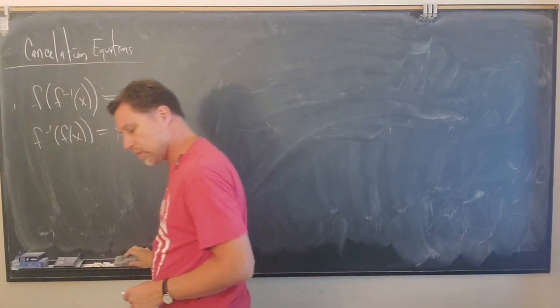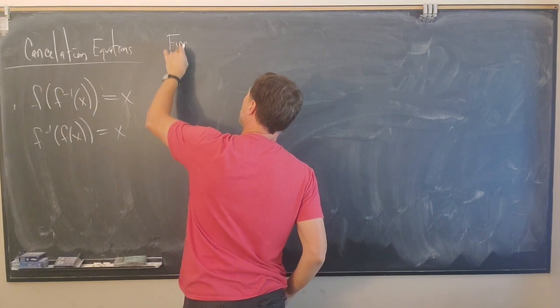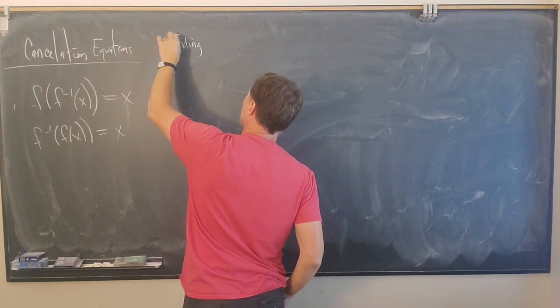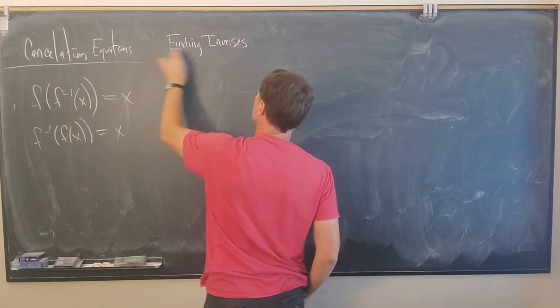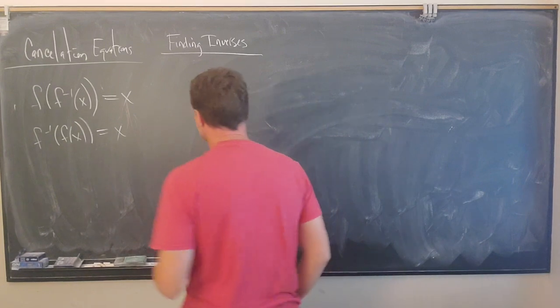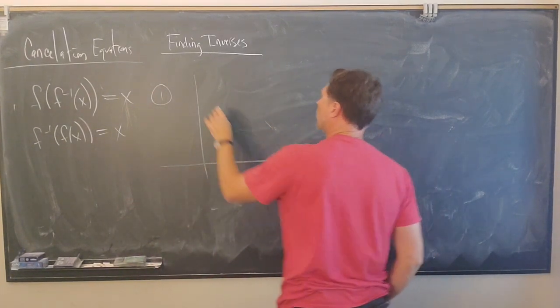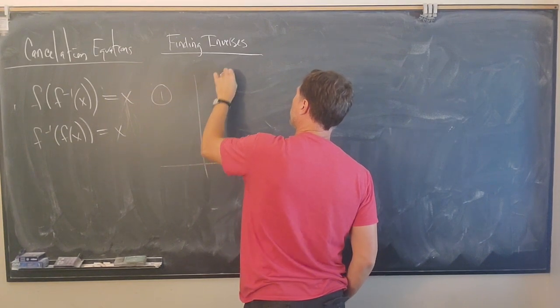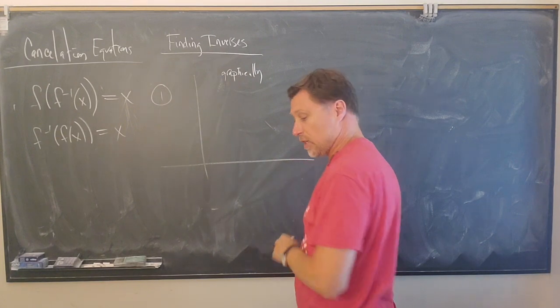Now, there's a couple of different ways to view the inverse function, and so let's label this finding inverses. So the first way, I want to think of it as graphically. So graphically, here's the relationship between a function and its inverse.